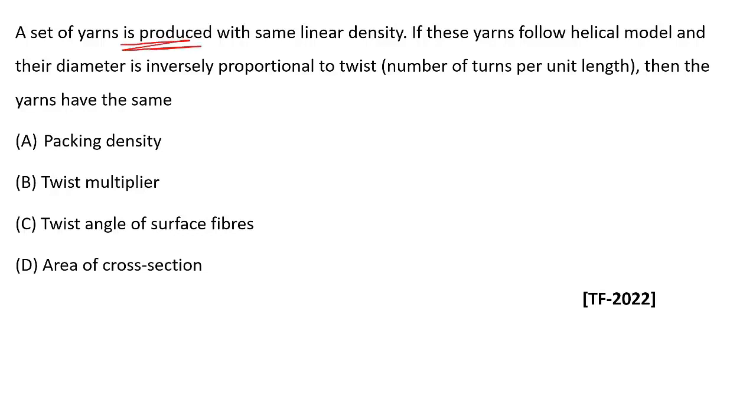A set of yarns is produced with the same linear density. If these yarns follow the helical model and their diameter is inversely proportional to twist, that is number of turns per unit length, then the yarns have the same packing density, twist multiplier, twist angle of the surface fibers, area of cross section. So in these types of question, what you need to know is that it is given, diameter is inversely proportional to twist. It is given in the question.